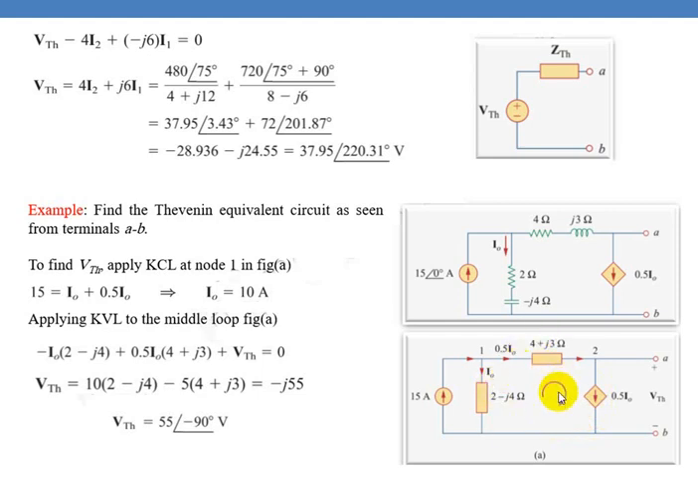First of all, you have assigned the current. You are traveling in the clockwise direction, so the current direction is marked. This end is plus, this end is minus. And here, this end is plus and this end is minus, since you are going to use this current. So you can write this equation and find out VTH. VTH will be equal to 55 at an angle of minus 90 degrees.